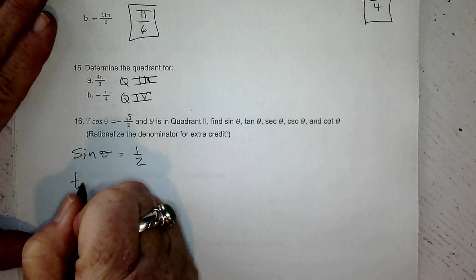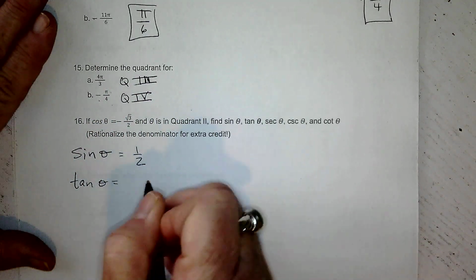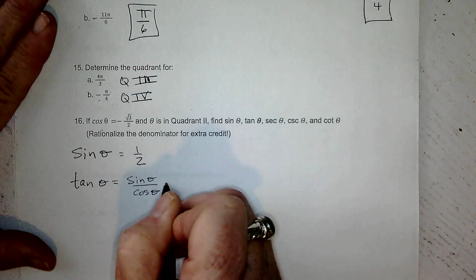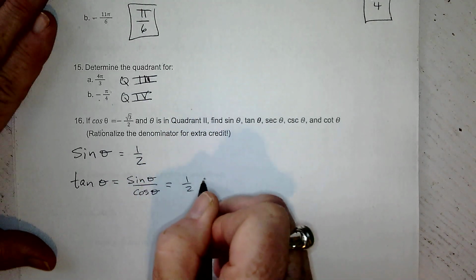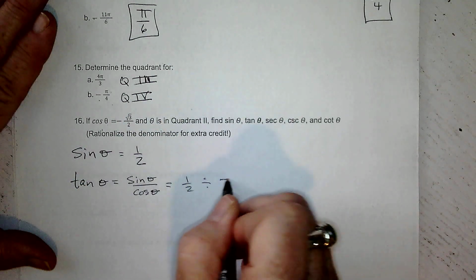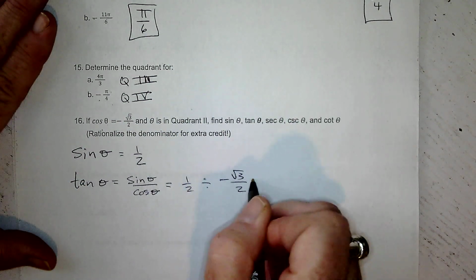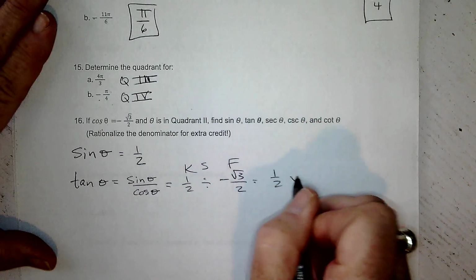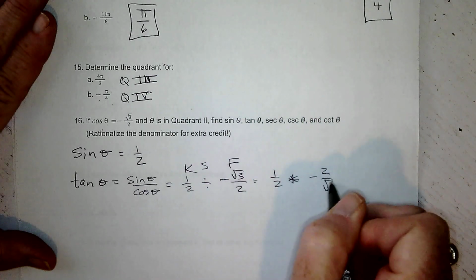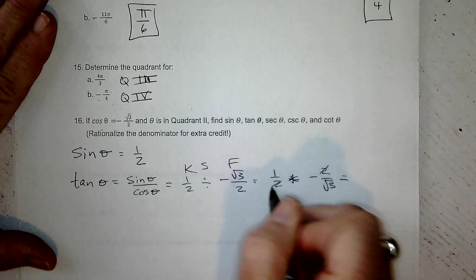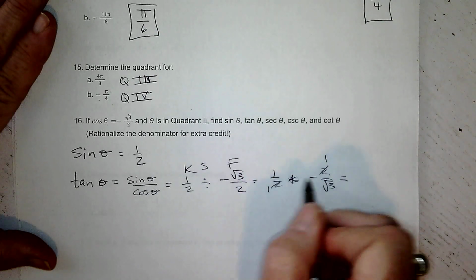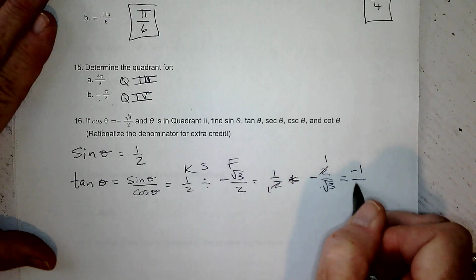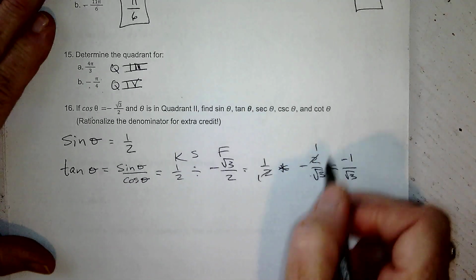Then we can find our tangent of theta, which is your sine of theta over cosine theta. Sine of theta is 1/2. Divide that by your cosine theta, negative square root of 3 over 2. Keep, switch, take the reciprocal, so 1/2 times negative 2 over the square root of 3. The 2's reduce. You're left with 1 times negative 1, which is negative 1, over 1 times square root of 3, which is square root of 3. Now, this is the correct answer.